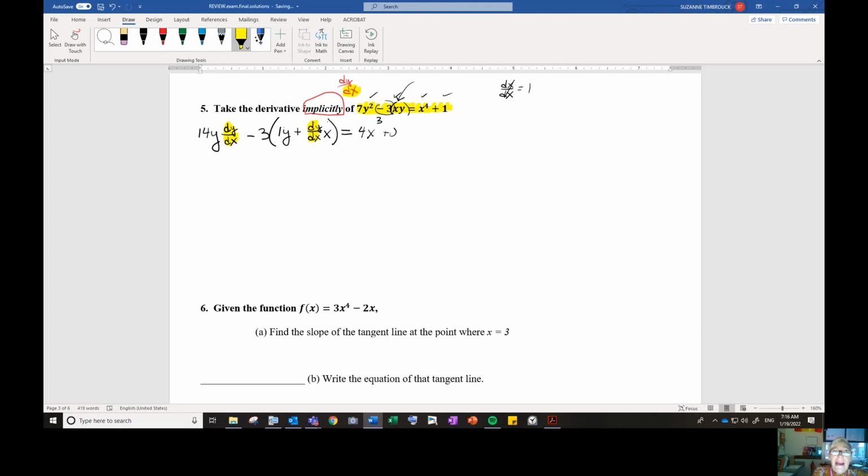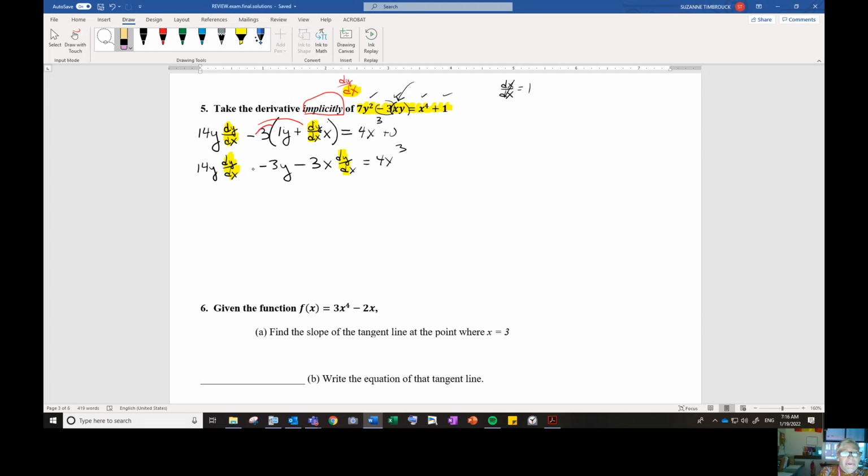So we have to get dy dx alone by itself. So we're going to distribute our negative 3 so we can get this dy dx out of the parentheses. So I have 14y dy dx equals negative 3y minus 3x dy dx equaling 4x cubed. Still trying to get this. Why did I make an equal sign? That was weird.